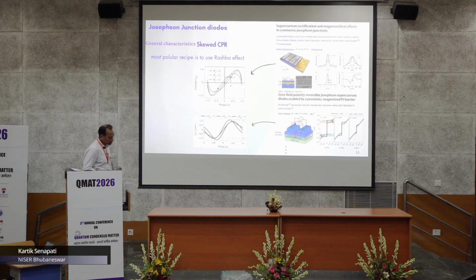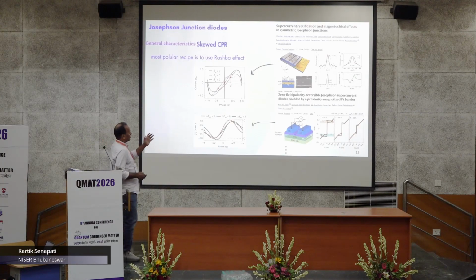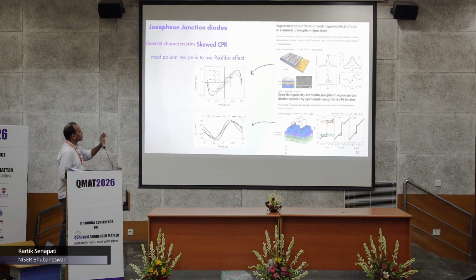Usually the current phase relation will be symmetrical. You have to somehow distort it in order to get an unequal positive and negative response. So that was the bottom line.